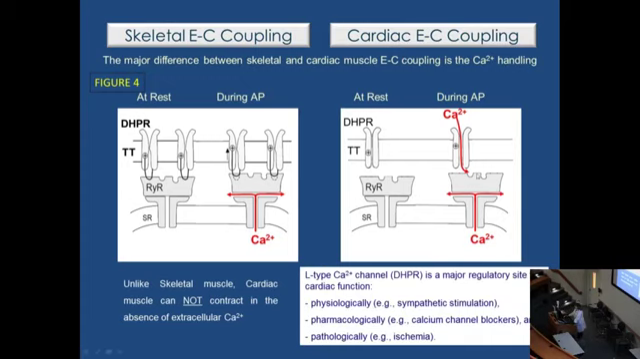Okay, so that means that the DHP receptor is a major regulatory site for cardiac function, and as we'll see later, this can be affected physiologically by, for instance, sympathetic stimulation, pharmacologically using agonists or antagonists of the DHP receptor, but also pathologically, right? In conditions like ischemia, this is one of the targets that is going to be affected. Okay, questions? No?